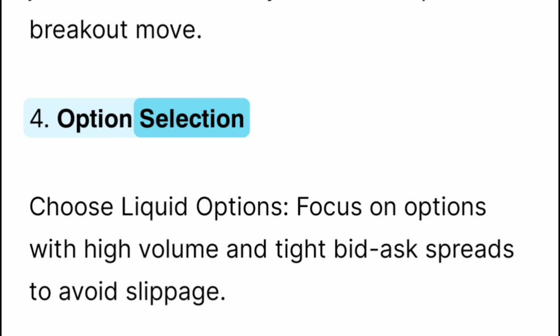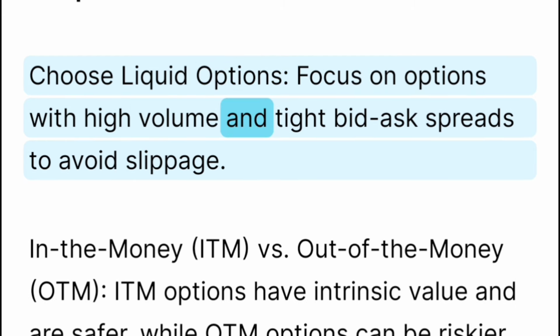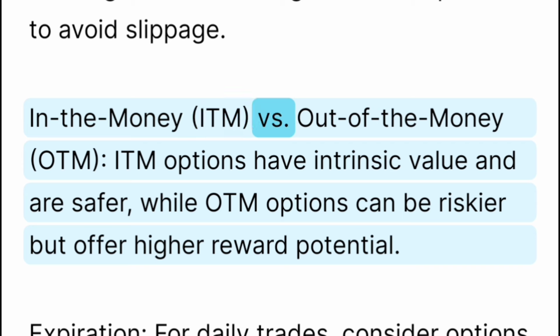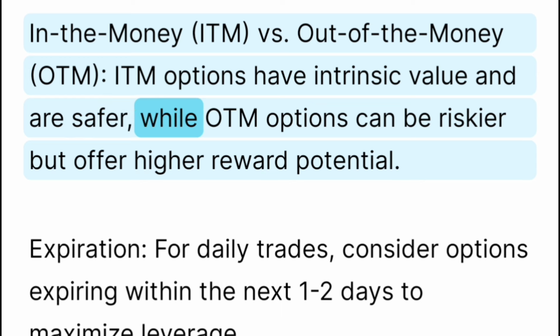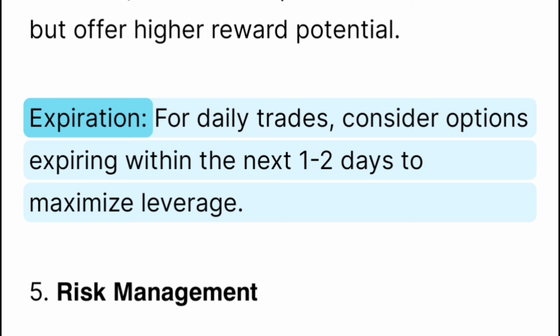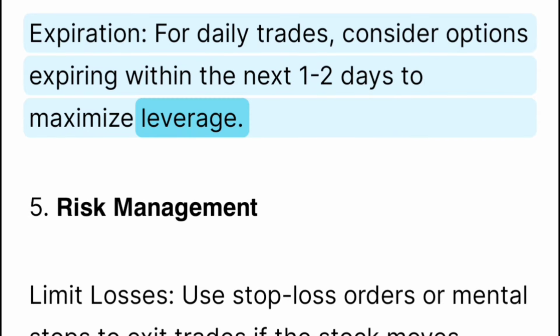4. Option selection. Choose liquid options. Focus on options with high volume and tight bid-ask spreads to avoid slippage. In the money, ITM versus out of the money, OTM. ITM options have intrinsic value and are safer, while OTM options can be riskier but offer higher reward potential. Expiration. For daily trades, consider options expiring within the next 1-2 days to maximize leverage.